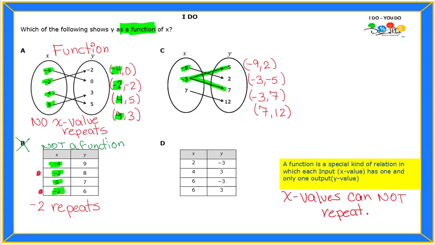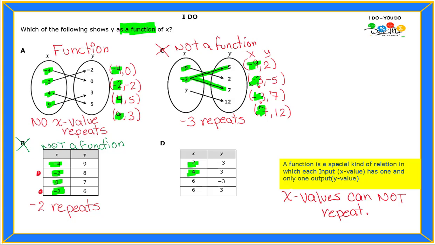So let's look at the x values now. What do you notice about the x values? Do I have any x value that repeats? Yes, right? -3 repeats. So if -3, which is an x value, remember this is my x, this is my y, therefore this is not a function. So that cannot be my answer. Let's check letter D. That's the last one.